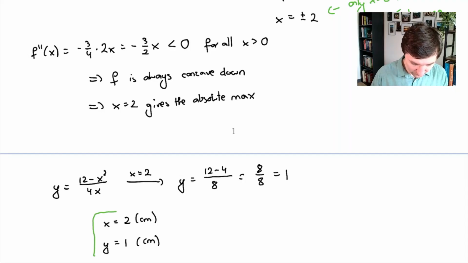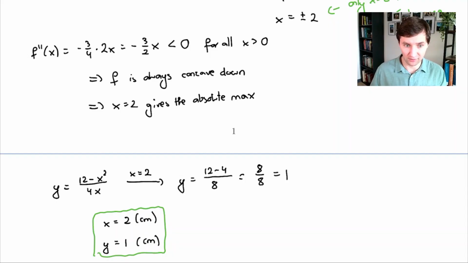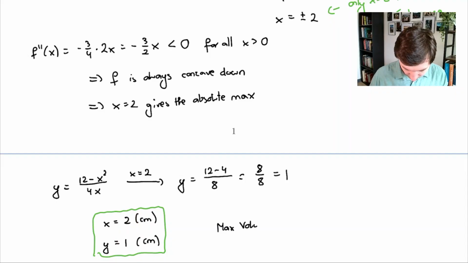We were also supposed to find the maximum volume. Because the volume is x squared times y, x squared is 4 times y, that's 1, which tells you that the maximal volume is 4 centimeters cubed. Volume is given in centimeters cubed.